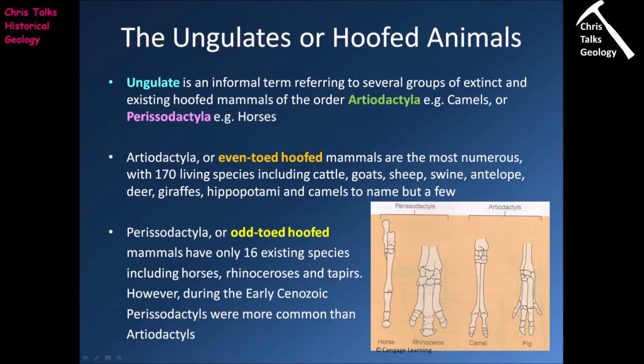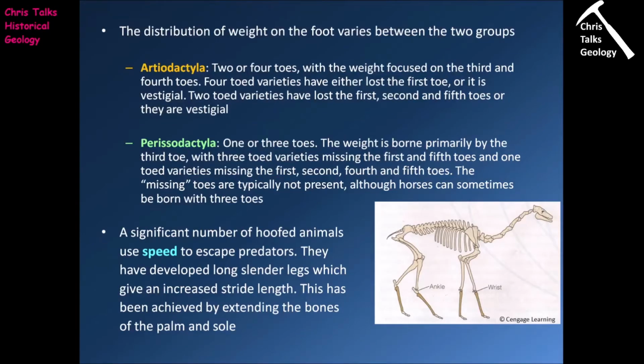Now, if we look over here in the bottom right, you can see a diagram showing you the differences. So over here on the left we have the Perissodactyla, and over here on the right we have the Artiodactyla, and you can see quite clearly in the case of the Perissodactyla they have essentially 1 or 3 toes. In the case of the Artiodactyla you have 2 or 4 toes. So the distribution of weight on the foot varies between the two groups.